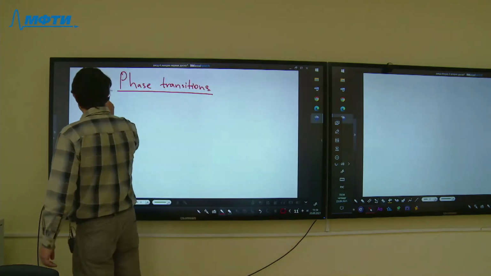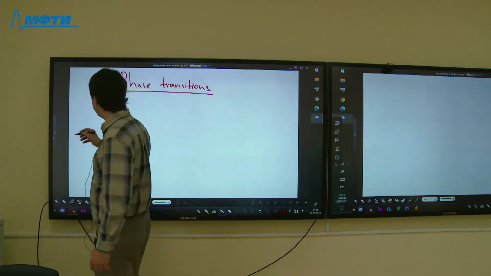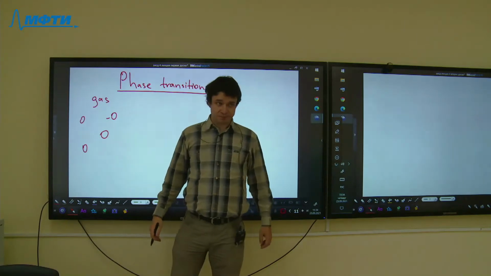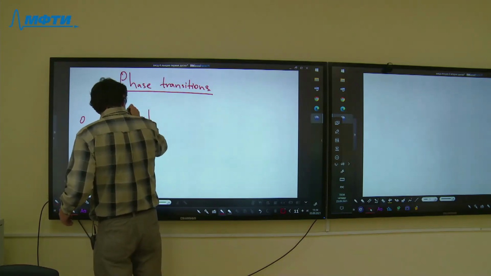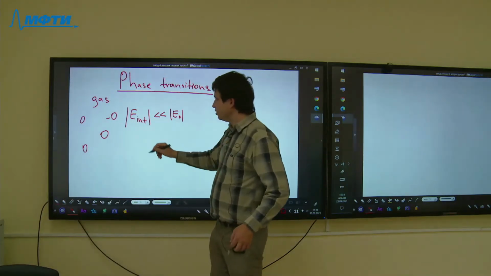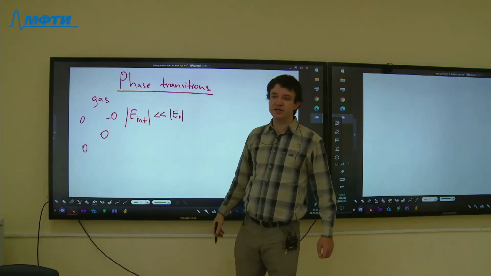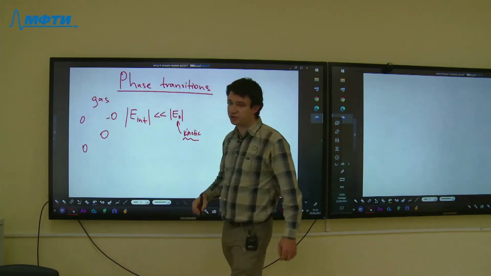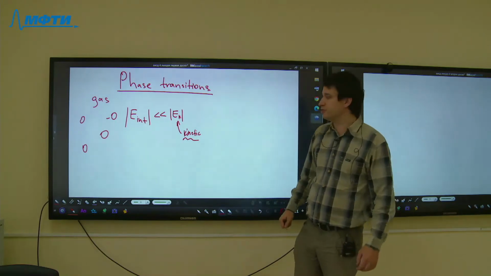For example, we have gas phase. Gas usually has a low density. You have low density of molecules which are arranged in space chaotically, and the energy of interaction is much less than the kinetic energy of those molecules. Here E int is the energy of interaction between different molecules, while Ek is the kinetic energy. So mostly in gas, the energy is stored in the kinetic form, and there is almost no interaction, since the distance between the molecules is so high that no interaction can happen, almost.